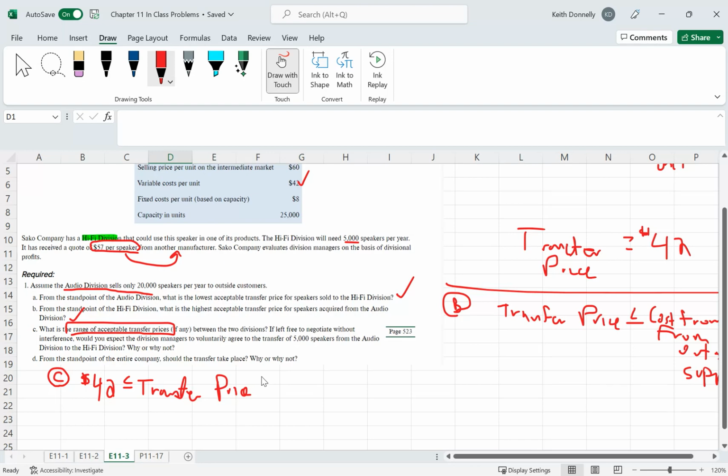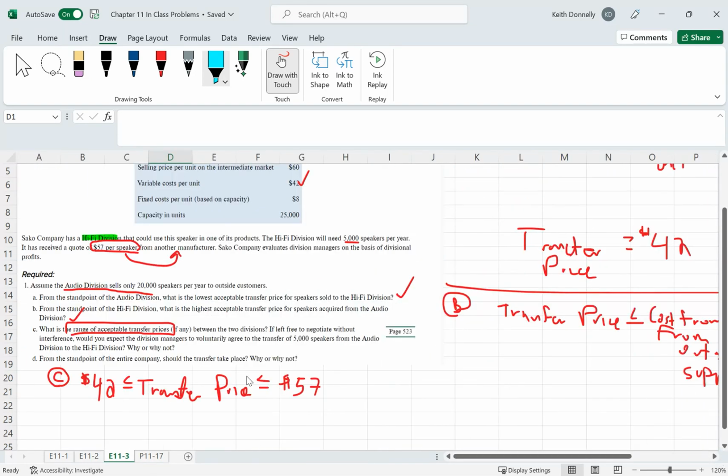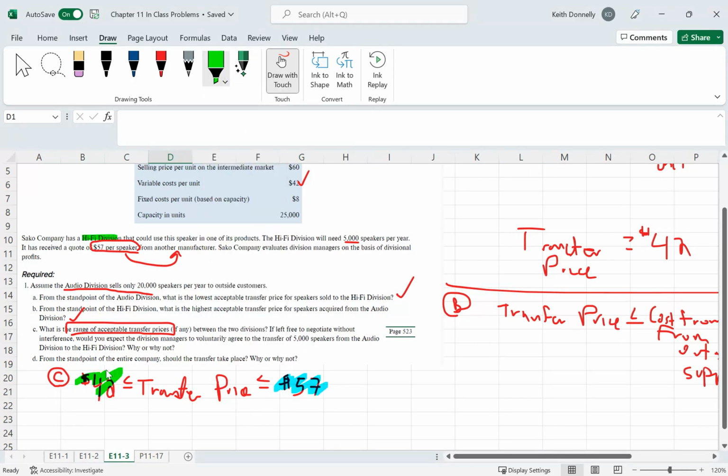And then we're going to have less than or equal to $57. Right, so I think we made, let's see here. This one blue, and this one green. In other words, that area in between here, that would be the range of the acceptable prices. It makes sense for each of the parties, right?